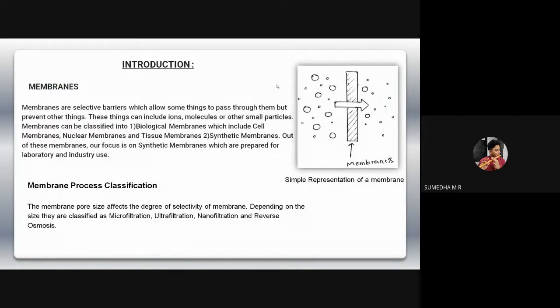Membranes basically act as a barrier which allows some particles, ions, or other things to go through it. There are some types of membranes: biological membranes, synthetic membranes, etc. We can carry out many processes through membranes. Membrane processes are classified based on membrane pore size, like microfiltration, ultrafiltration, nanofiltration, etc. Next slide.